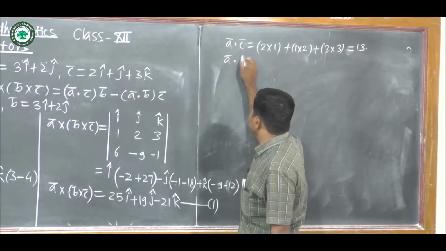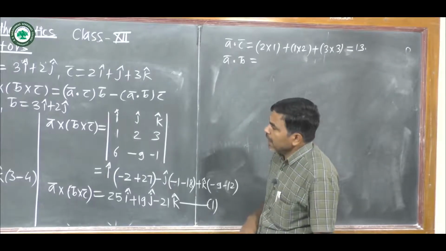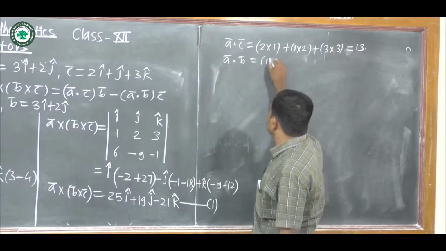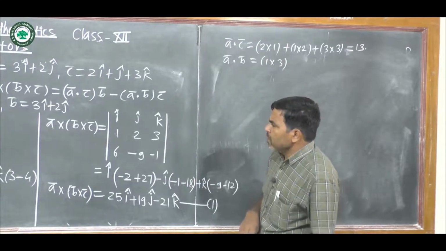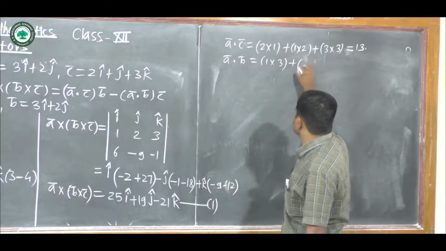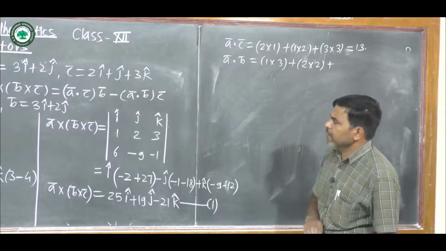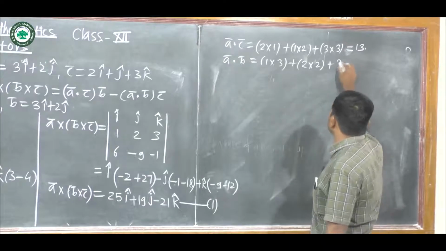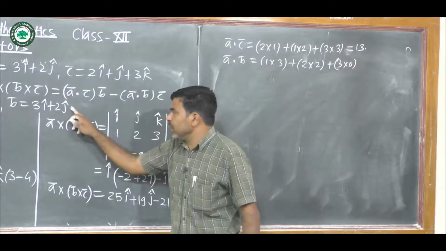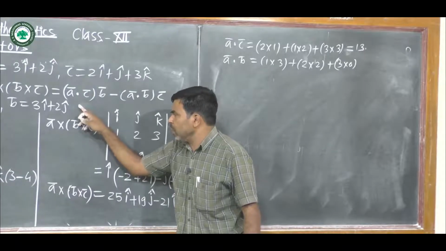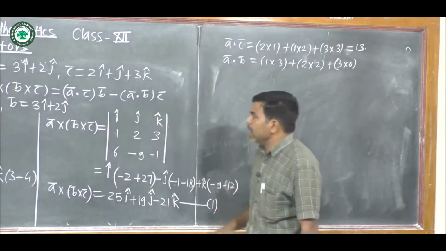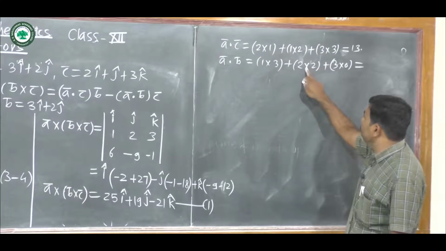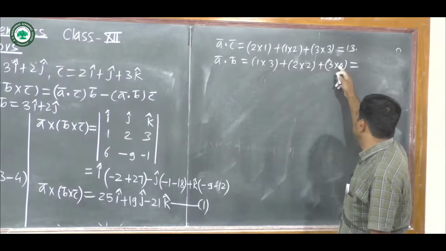A bar dot b bar is equal to 1 into 3 plus 2 into 2 plus 3 into 0, because in b bar the term with k cap is absent, so here we have to consider the coefficient of k as 0. So it is equal to 1 into 3, 3, plus 2 into 2, 4, 4 plus 3 is 7, plus 3 into 0, 0, 7 plus 0 is 7.